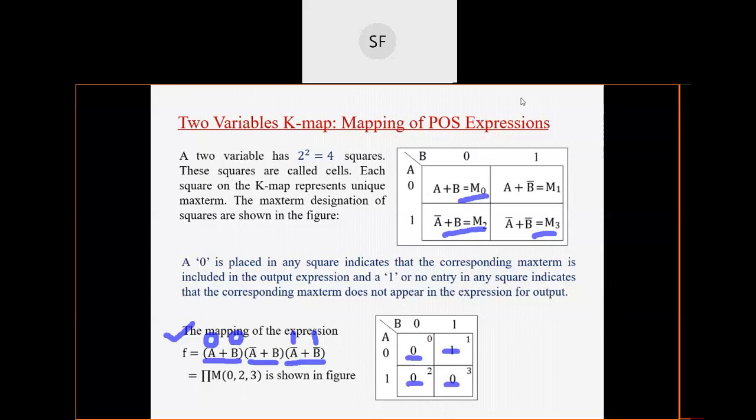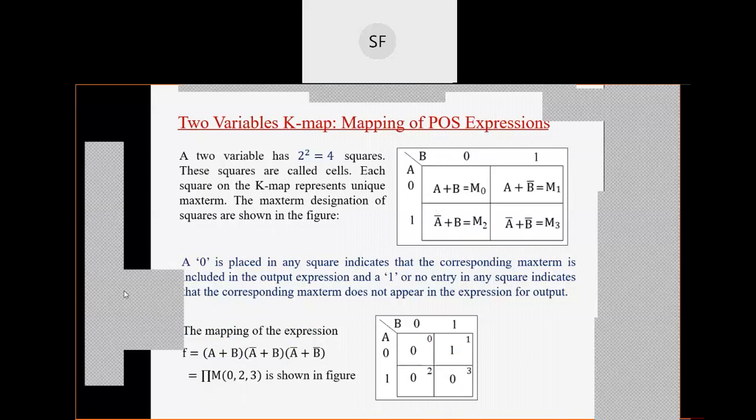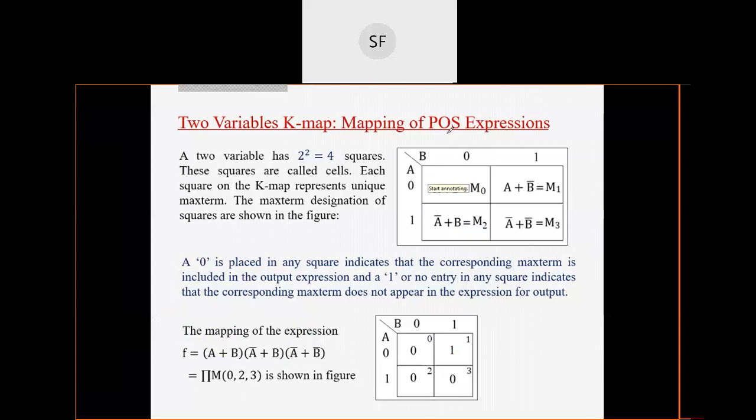What are the differences? I will again tell you the differences between SOP and POS form. Okay, so the first important difference was in SOP form, while determining the min terms. ये तो सबको पता है कि SOP में min terms होते हैं और POS में max terms. So while deciding which min terms were present, what we have done, we have taken, I'm talking about SOP now, okay.